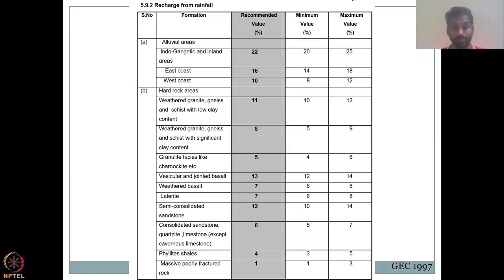So now I'm giving you the volume, but what is the time? That is hard to tell. I can say if I give you 100 mm rainfall in an alluvial aquifer, you get 22 mm as recharge. But is it going to happen the next day after the rainfall? No, because it is a process which takes a slow time to go in.